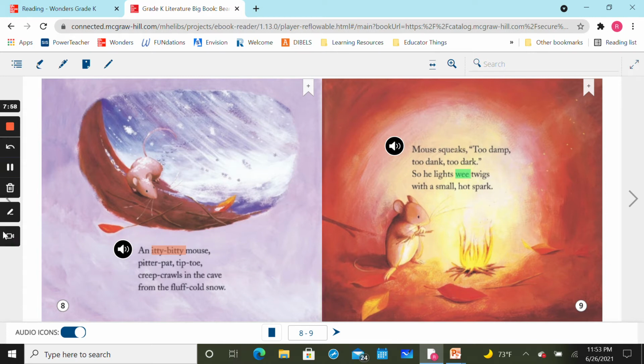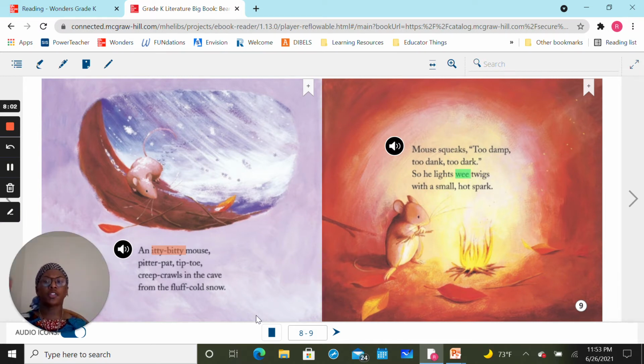Now on this page, I have 2 words that are highlighted. The first word is a hyphenated word, and it is itty-bitty. Everybody say itty-bitty. And itty-bitty is another word for small. So it's a more expressive way of saying that the mouse was really, really small.